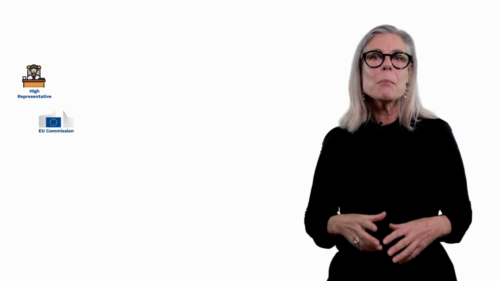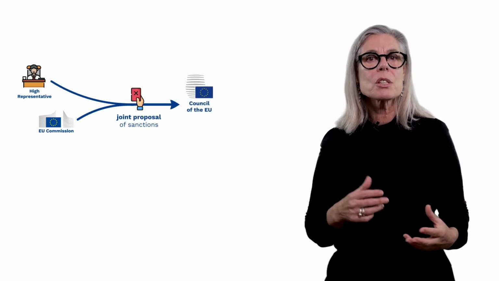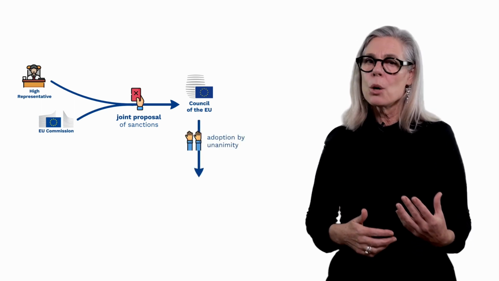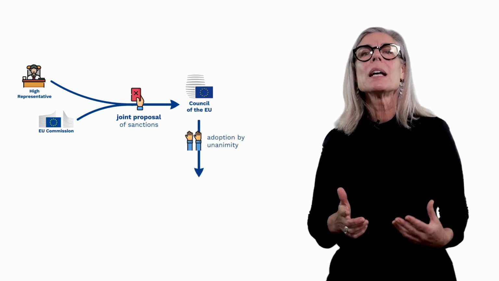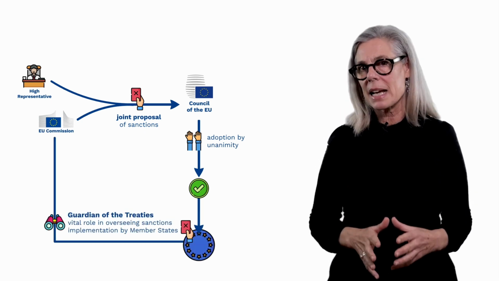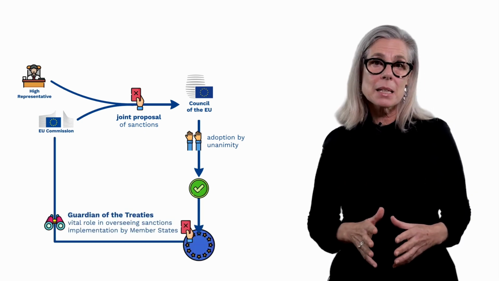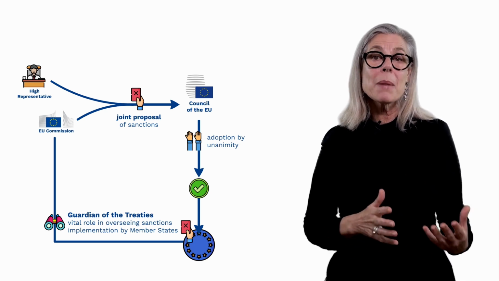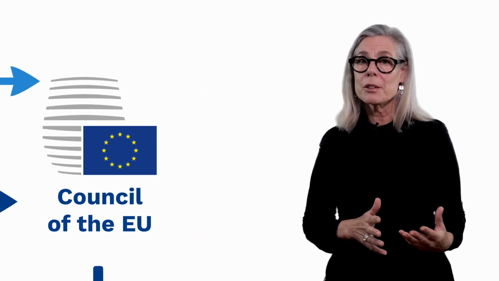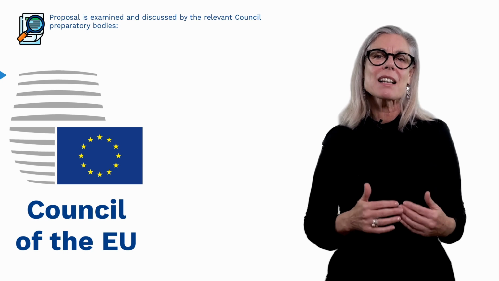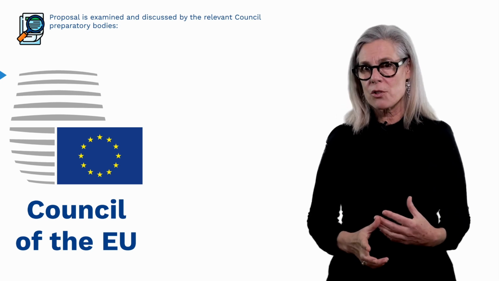The European Commission, together with the High Representative, make joint proposals of sanctions to the Council of the EU for adoption by unanimity. Once adopted, the European Commission as a guardian of the treaties plays a vital role in overseeing sanctions implementation by member states. Once a proposal for restrictive measures is made by the High Representative of the Union for Foreign Affairs and Security Policy, it is then examined and discussed by the relevant Council preparatory bodies.